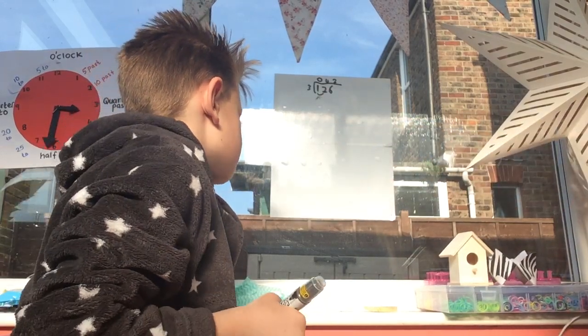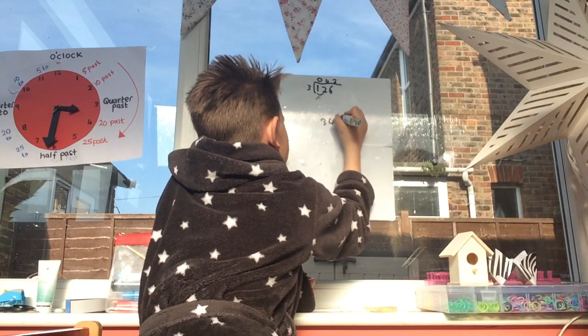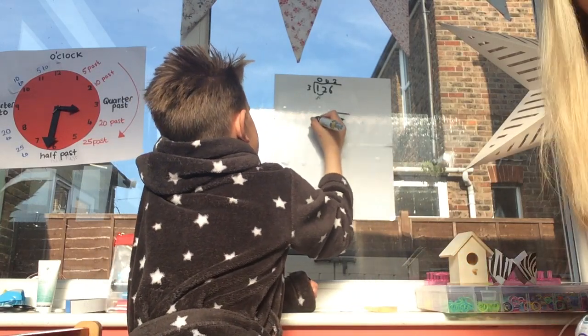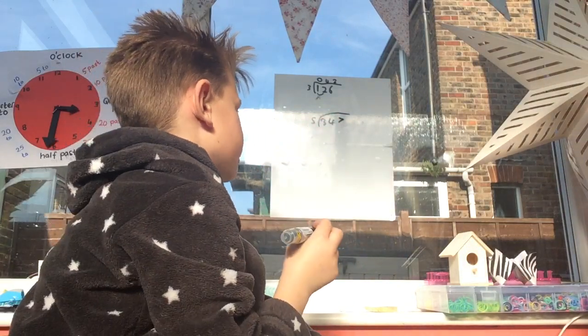Can you do 347? Yeah, 3, 4, 7, divided by 5. Now we know this isn't a multiple of 5, so it's going to have a remainder. Over to you, Finn.